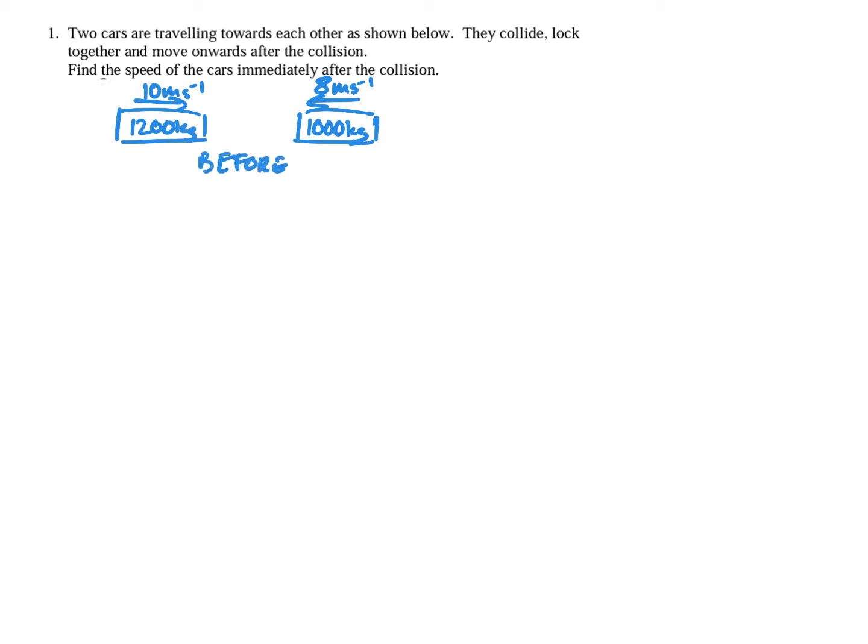And then after, we know they've stuck together. So we've got 2 of them stuck together, which is 2200 kilograms. And we don't know what speed we're going at, so we'll assume it's to the right. I'll take that as positive and just call it v, or unknown. So let's write that over here.